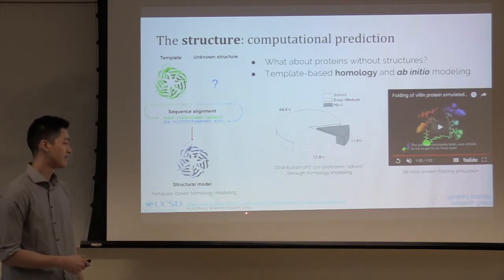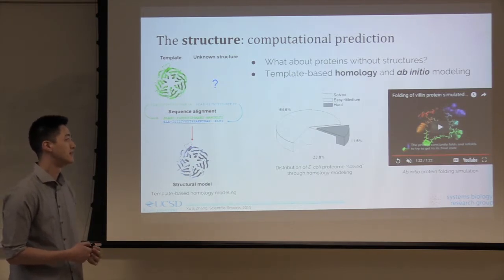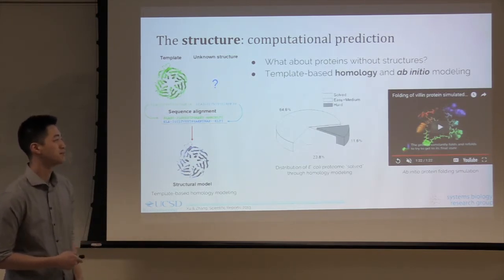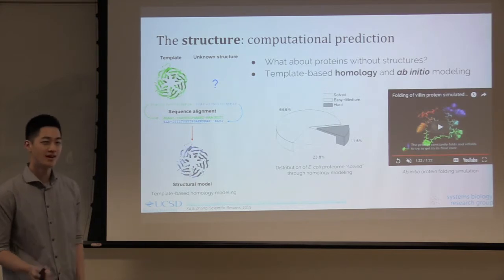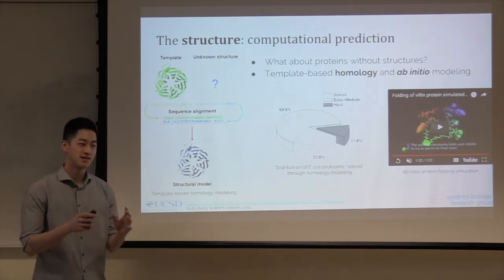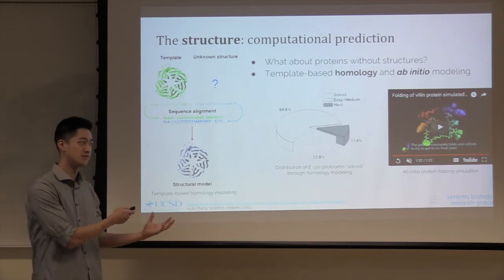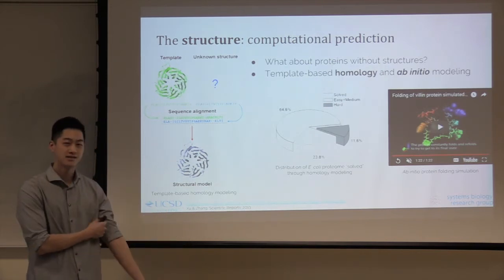Since this was like 5 years ago, this has gotten a lot better. I would say the solved portion has probably gone up to 30 or 40%, and the easy and medium ones have probably increased as well. So what that means for us is that we can start to use structures on a system scale, so we can start to represent the nodes in our metabolic network. Instead of just a node, they can be represented by what they actually look like.